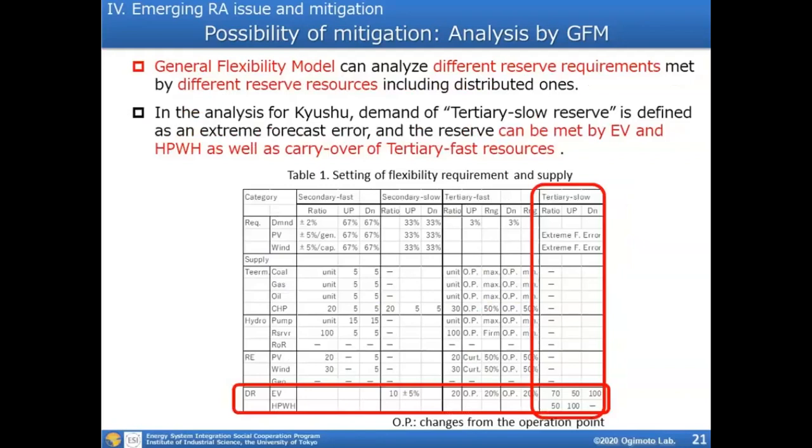General flexibility model can analyze different reserve requirements met by different reserve resources, including distributed ones. In the analysis of Kyushu, demand of tertiary slow reserve is defined as an extreme forecast error, and the reserve can be met by EV and heat pump water heater shedding, as well as carryover of tertiary fast resources, which are supplied by traditional generation and so on.